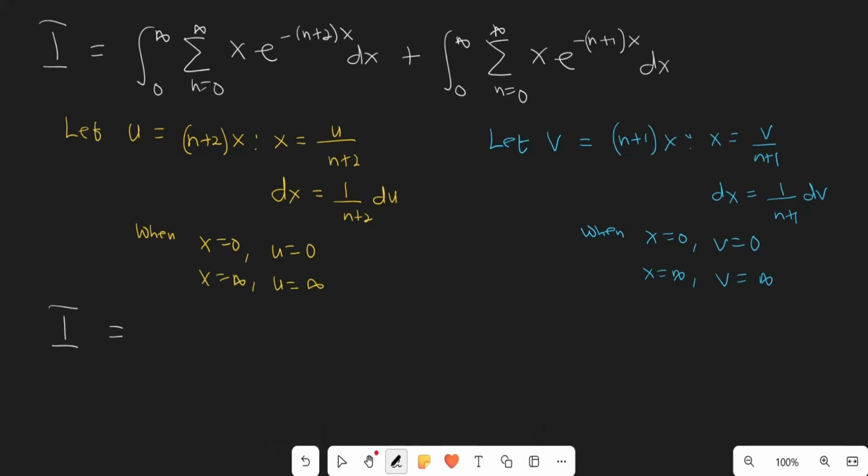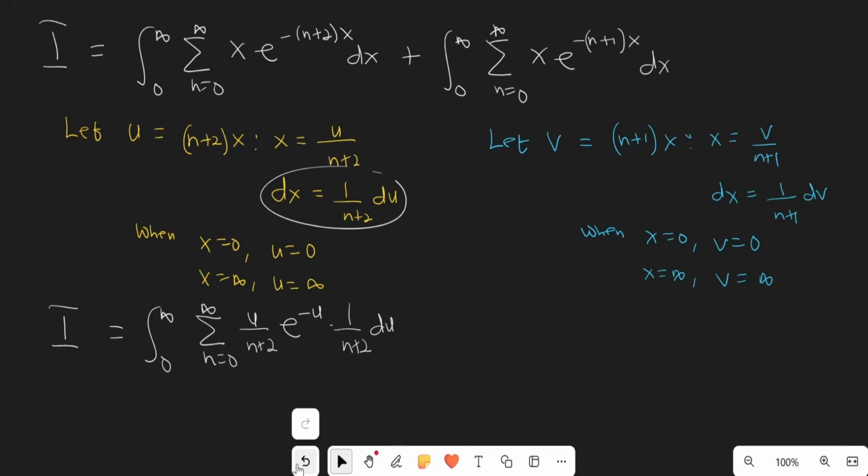I is going to be equal to the first one. The limits of integration will not change, still from 0 to infinity. And then the summation n running from 0 to infinity of x, and x is now u all over n plus 2, e to the negative u, and then dx is the same as 1 all over n plus 2 du.